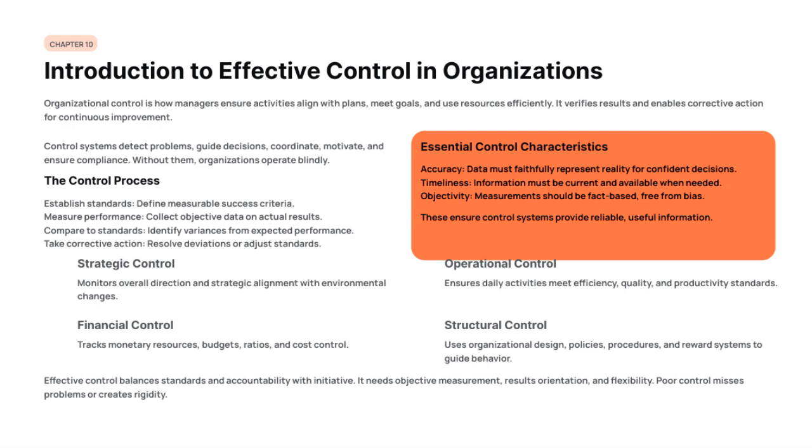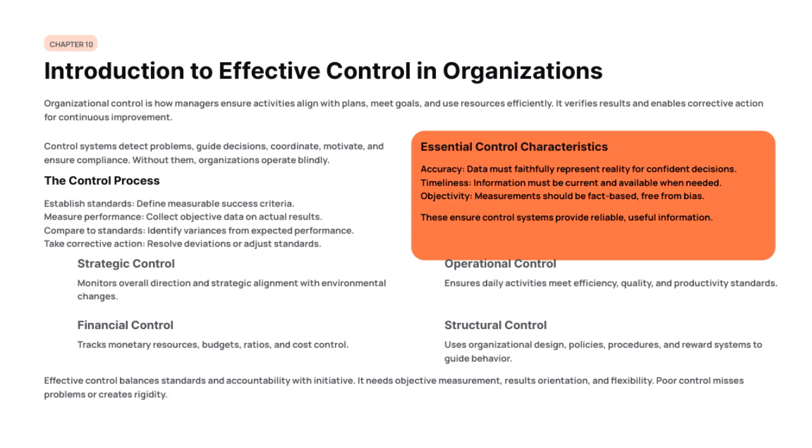Meanwhile, strategic control looks at the bigger picture, monitoring whether the organization's overall direction aligns with environmental changes and long-term objectives. It's also critical that our control systems provide reliable and useful information. That means data must be accurate, timely, and objective. Accuracy ensures the data reflects reality so we can make confident decisions. Timeliness means information needs to be current and available when we need it. And objectivity means measurements should be based on facts, free from bias.